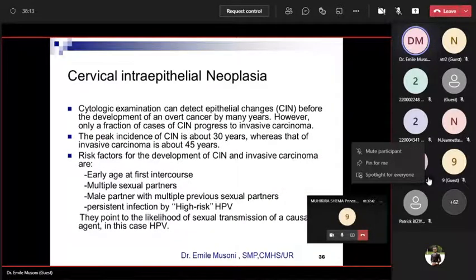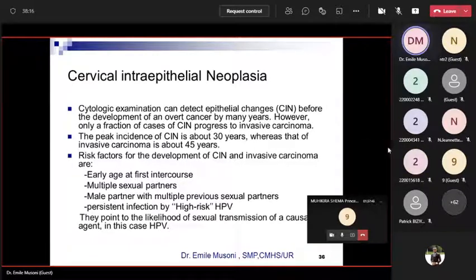Cervical intraepithelial neoplasia, what we call CIN, can be CIN1, CIN2, CIN3. I've seen it in general pathology. CIN3 is like a carcinoma in situ. Most of them are caused by HPV. It can be low risk or high risk. The peak incidence of CIN is about 30 years, whereas that of carcinoma is about 45. The risks are early age at first intercourse, multiple sexual partners, and HPV. But in most cases it is HPV.